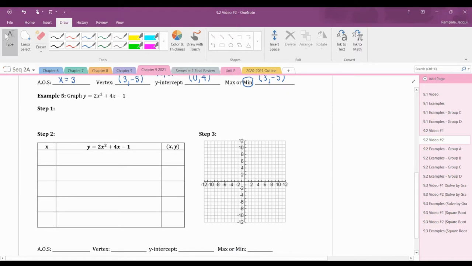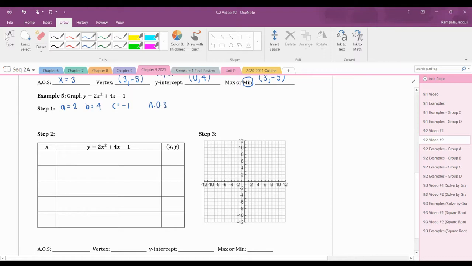Let's graph y equals 2x squared plus 4x minus 1. So once again, our first step, we've got to identify the a, the b, and the c. A is in front of x squared, so that's 2. B is in front of the x, so that's 4. And c is the number that's by itself, which is -1.